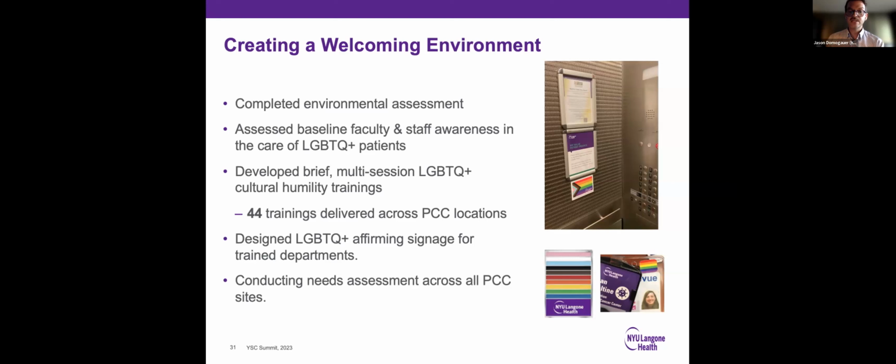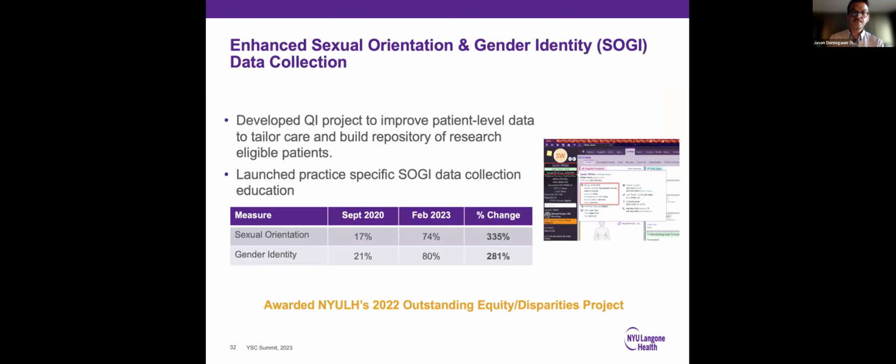So we really did an assessment of how our providers are. This is clinical and non-clinical providers. How welcoming do you feel that NYU is? How comfortable are you in providing care for LGBT individuals? Where are the gaps that you self-identify? And from that information, we developed trainings that have been given to over 44 different locations. And part of the graduation kind of packet is a signage that says at NYU, we welcome all identities. And that is strategically placed below the kiosks as patients check in, so they can see that there's some level of welcoming. We also really developed the QI project to improve patient level data of sexual orientation and gender identity.